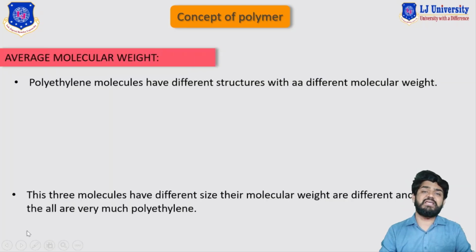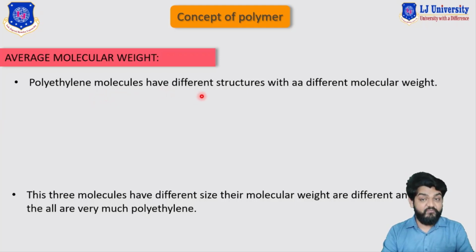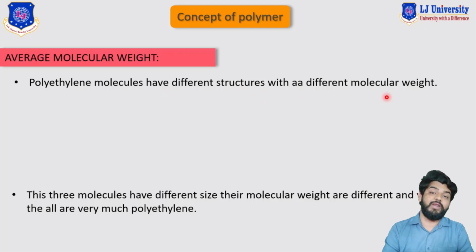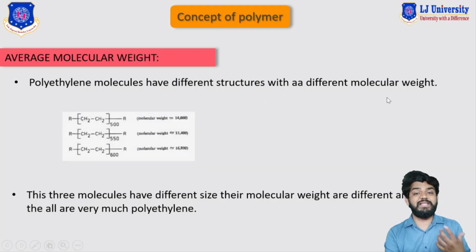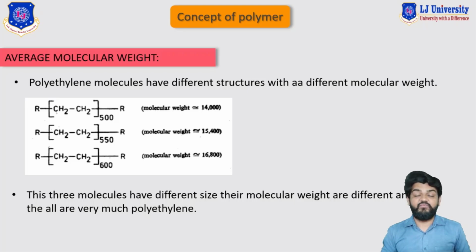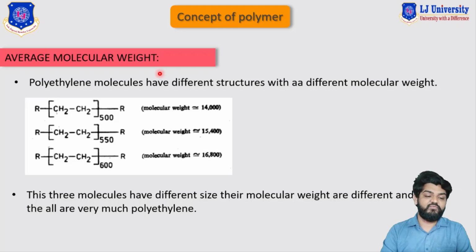As you can see here on the screen, the ethylene, or we can say the polyethylene molecule, has different structures with different molecular weights. So based on the length of polyethylene, we will decide its molecular weight. As you can see here, we have taken 500 monomers of ethene molecule combined together to form a polyethylene molecule, which will have a molecular weight of around 14,000.